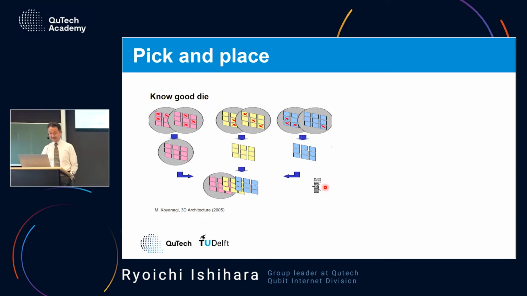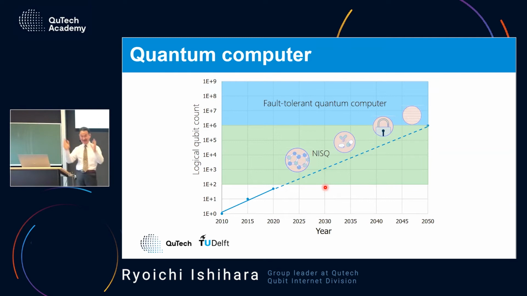Can we move on to quantum computers. This is my topic. This is the logical number of qubits process. Here I show what is realized by now. So now we have quantum computers with about 100 qubits. With this number of qubits, we can calculate molecules without error correction. This is called the noisy intermediate-scale quantum computer.